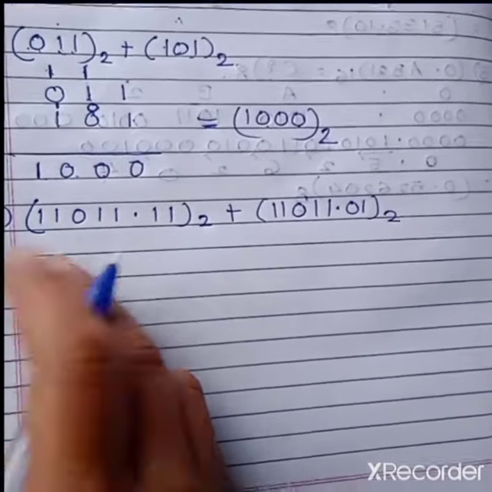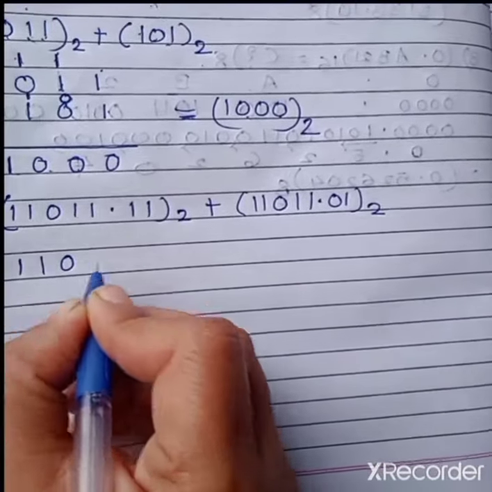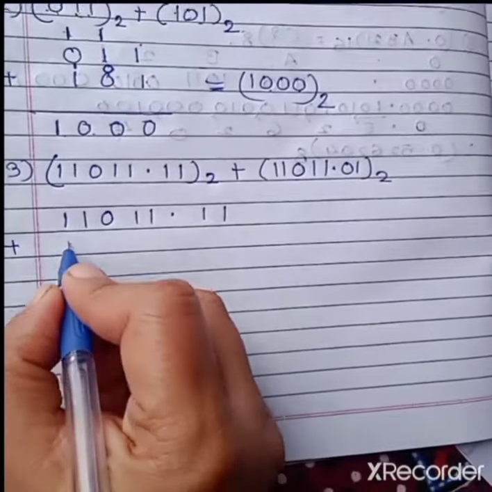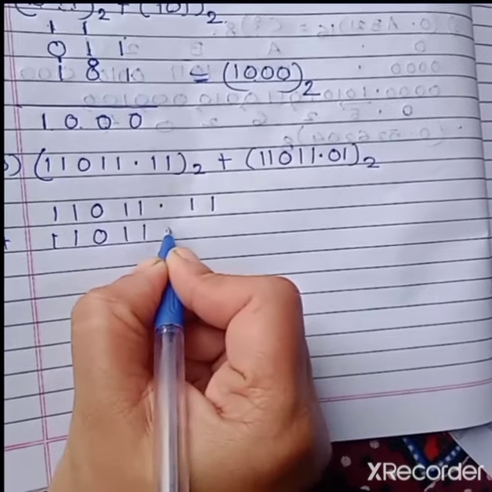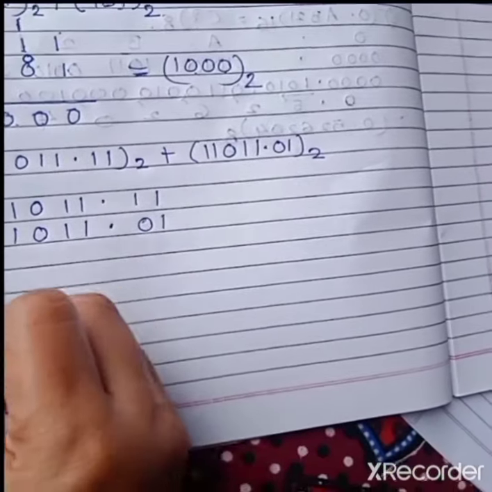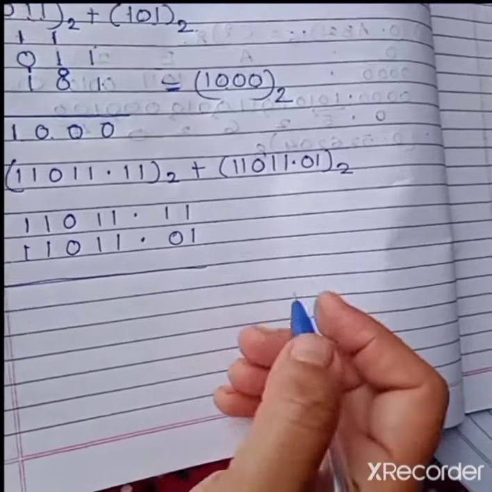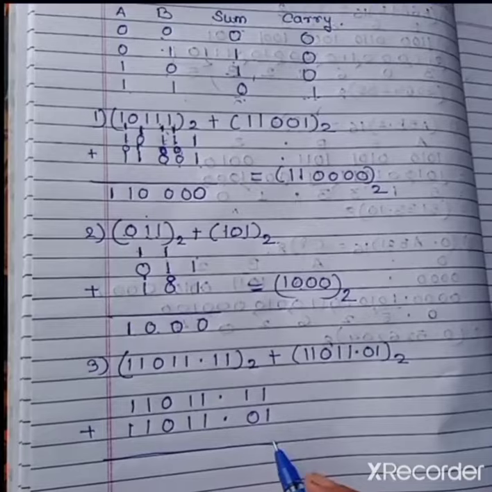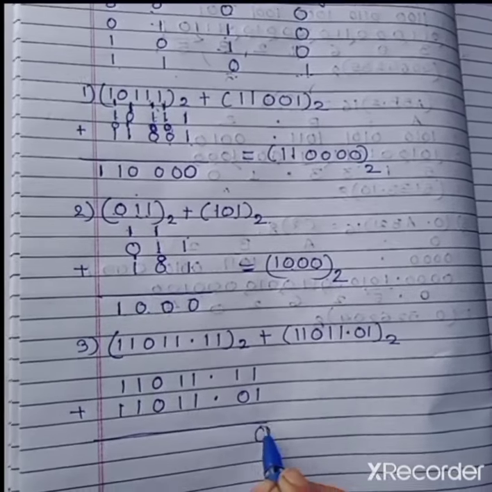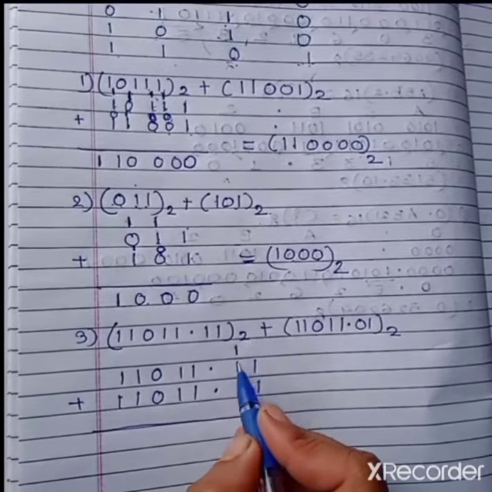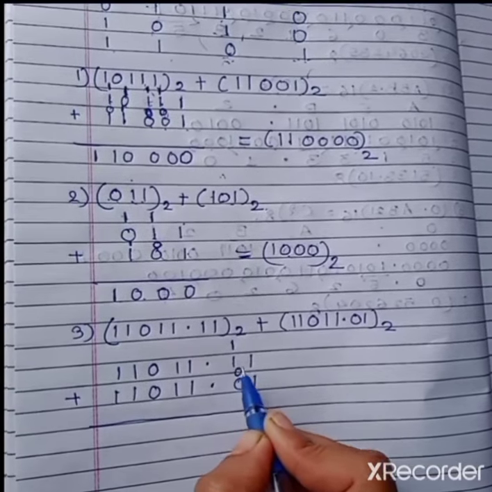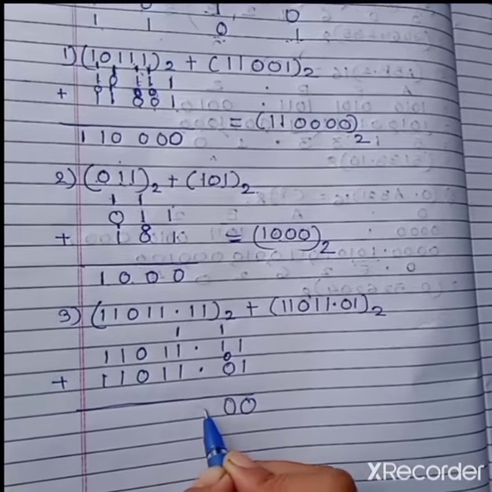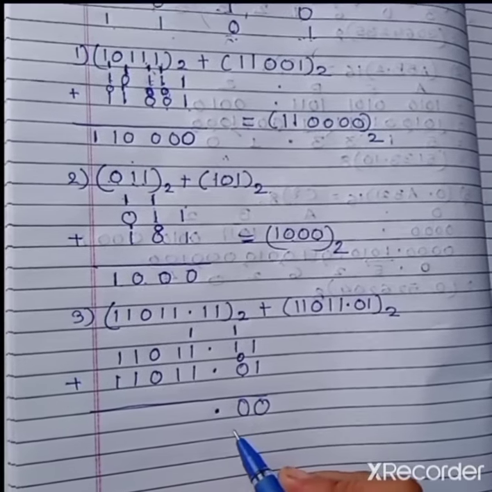Now write down the numbers. Now start adding the numbers from this side, right hand side. Now see the rules once again. 1 plus 1, 0, carry 1. 1 plus 1, sum 0, carry 1. 0 plus 0, 0. Keep fractional point as it is.